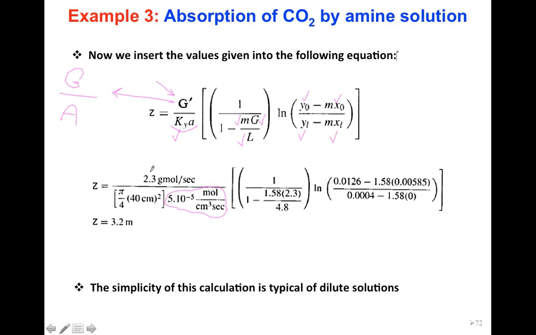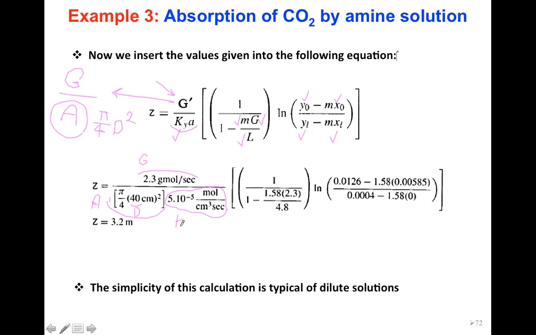So G prime is G that we know divided by A, the cross-sectional area. The diameter of the column, D, is given. So we can find the area, which is pi over 4 D to the power 2. That will be your area. That is your G here, this is your area, and G over area gives you G prime.